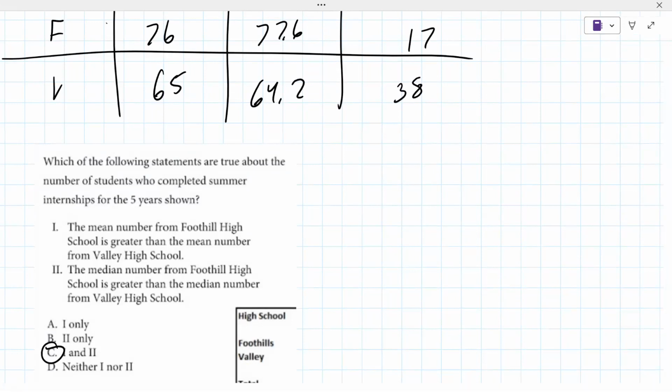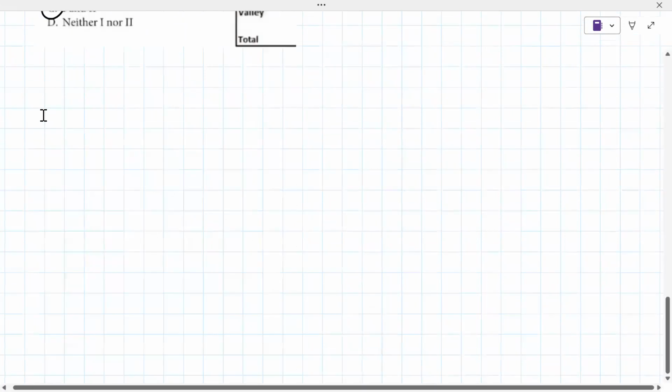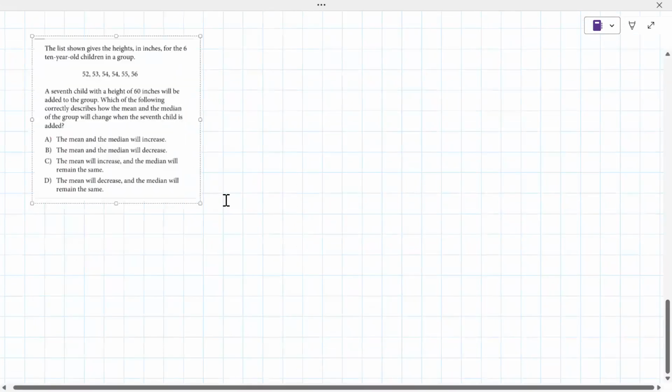All right, so here's another one. We'll do a couple more of these before we switch to another topic. Just refreshing is the idea here.